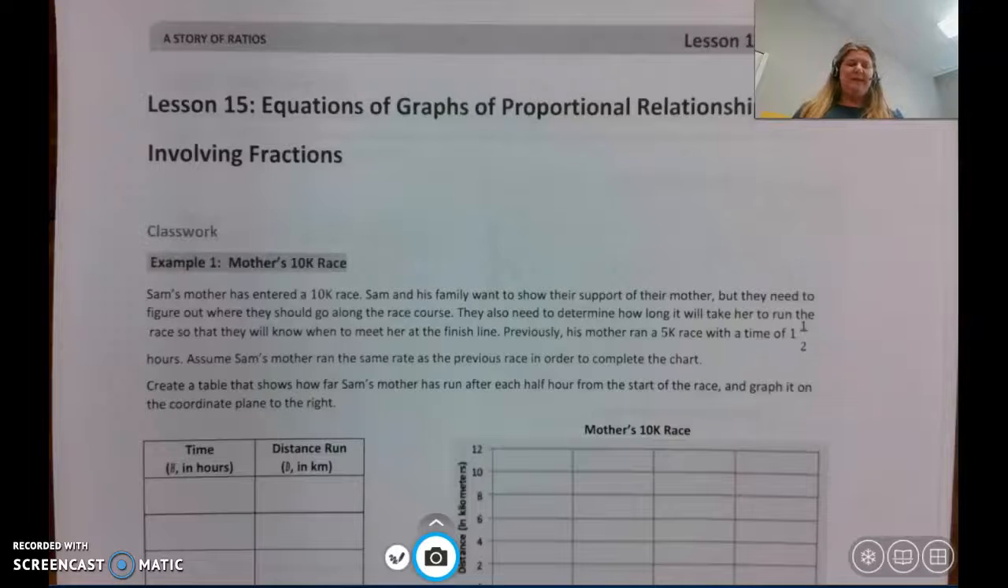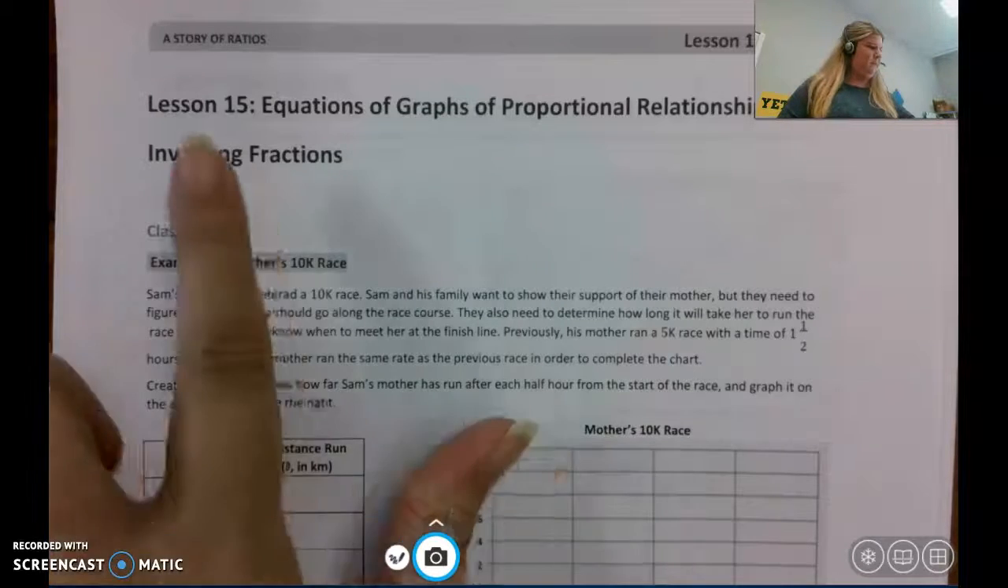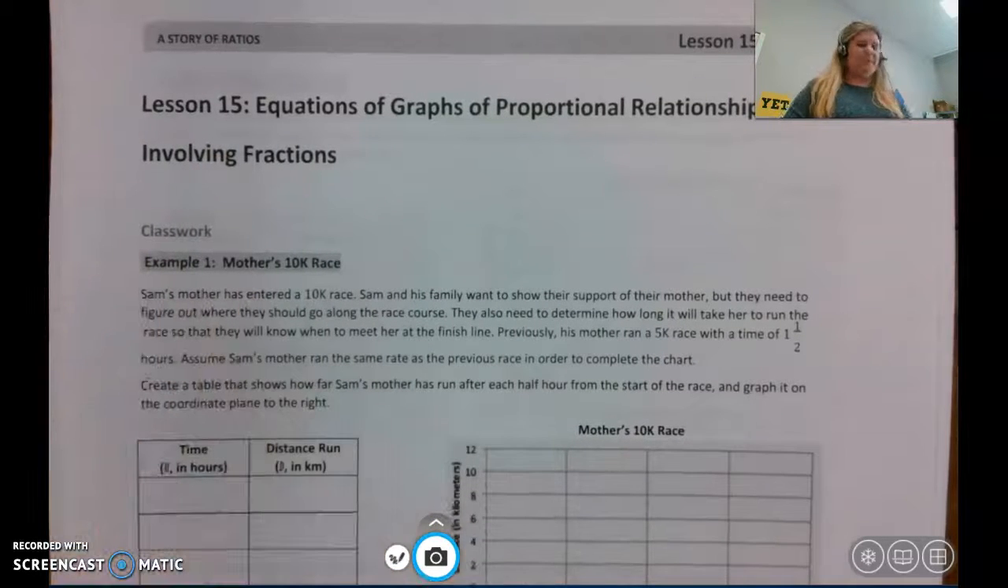Hello! So today we're going to be working on lesson 15, which is putting everything together we've done and also adding some fractions in because we need to feel very comfortable with fractions at this point. So we'll start with lesson 15, example number 1, and I'm actually going to read that to you today.